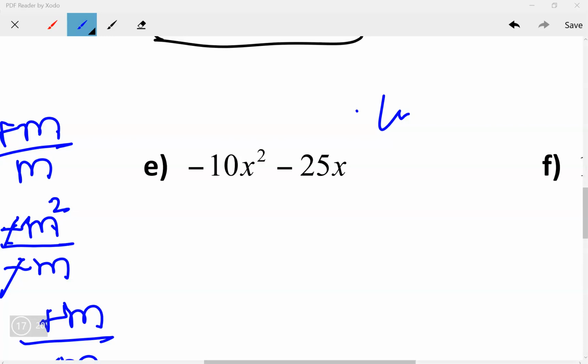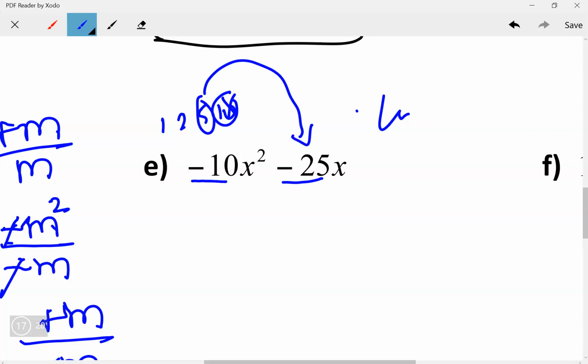We're going to look at the numbers here, negative 10 and negative 25. So here we see that the factors of 10 are 1, 2, 5, 10. The 10 doesn't go into the 25, but the 5 does. So 5 is our greatest common factor number-wise. But I also see that I have a negative sign here and a negative sign here. So that is also something that's common between both of the terms. So I can take a negative 5 out. The negative becomes part of my greatest common factor.